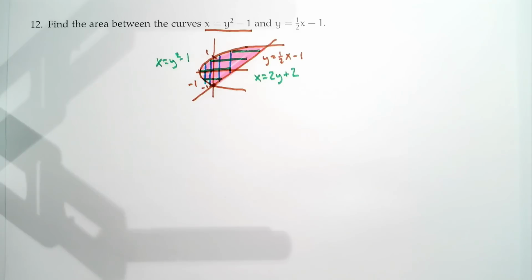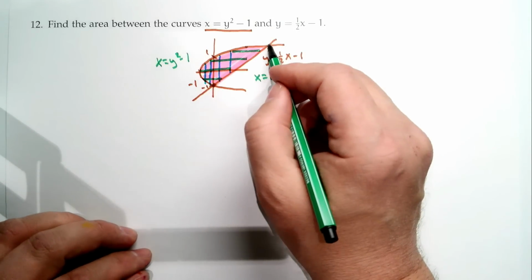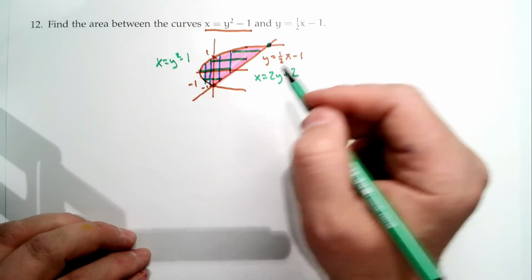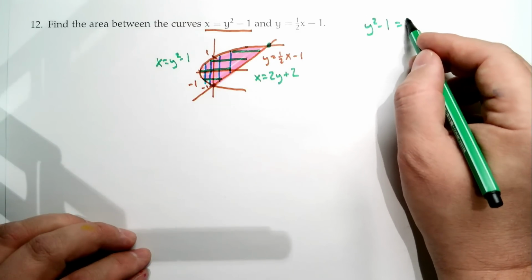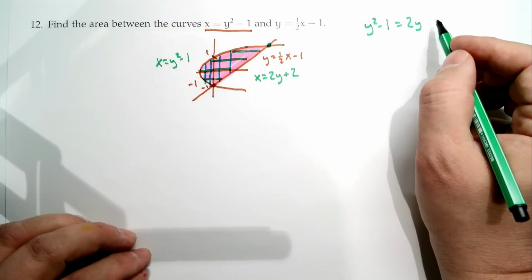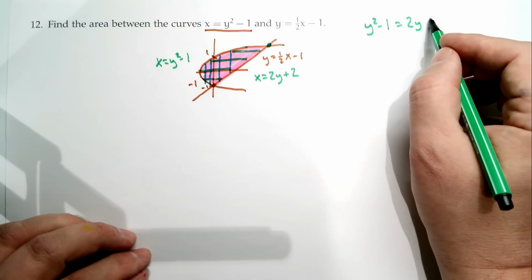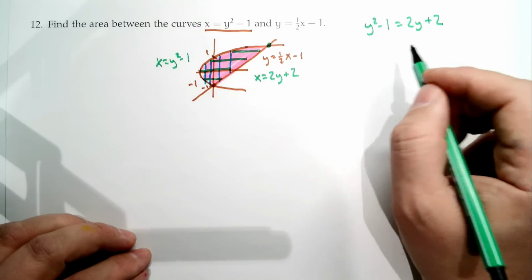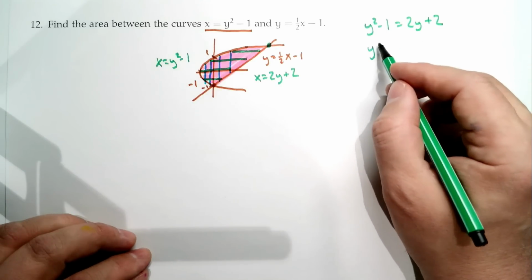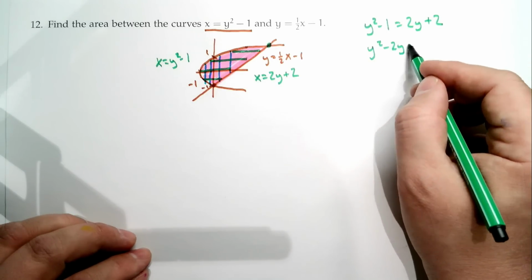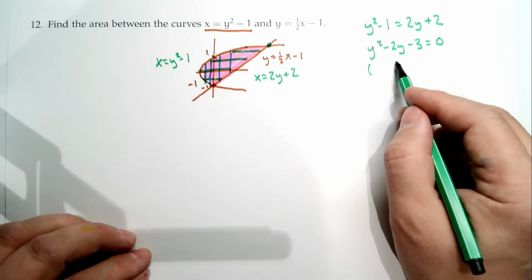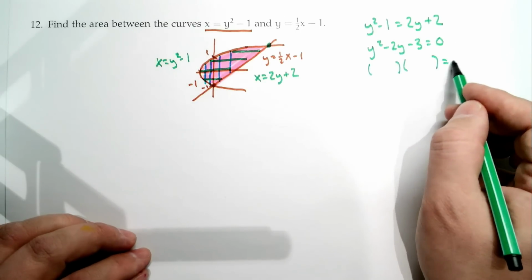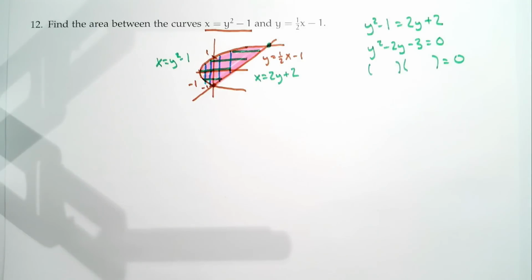Now, the only thing I have to do before I write down the integral is figure out where these intersect. When you need to find an intersection point, you set the curves equal to each other. Y squared minus 1 is equal to 2y plus 2. Move everything over to one side: y squared minus 2y minus 3 equals 0. And hopefully this factors. Well, not hopefully. We know 100% it has to.